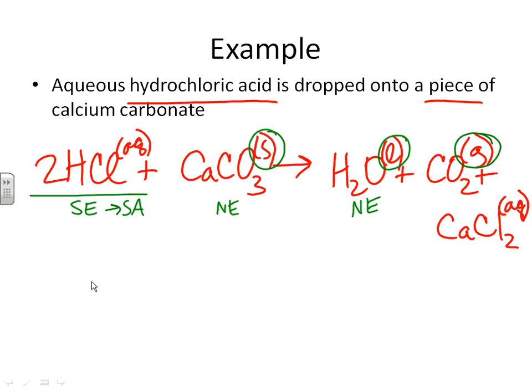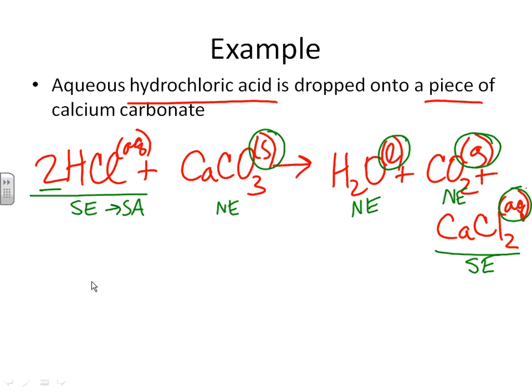Carbon dioxide is a gas. That makes it a non-electrolyte. Calcium chloride, on the other hand, this is aqueous. We need soluble salts. This is a soluble salt. This is a strong electrolyte. So the only things that we're going to split up in writing our complete ionic are the two strong electrolytes, the hydrochloric acid and the calcium chloride. So let's split these up.